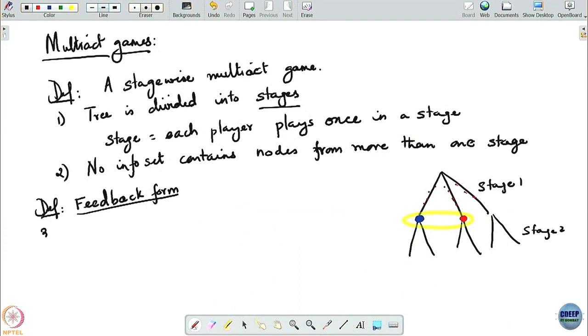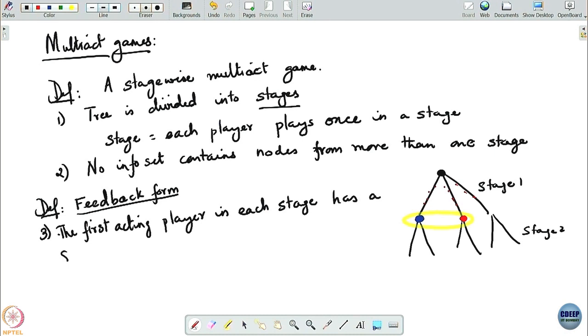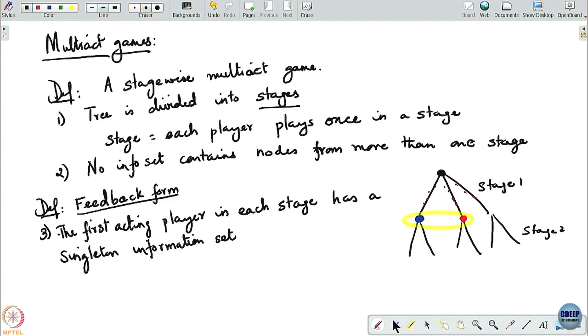So in the feedback form, you need, in addition to this, the first acting player in each stage has a singleton information set. So think of this like in tennis: the first set is done, you know what the score at the end of the first set is, and then the next set is beginning, right?